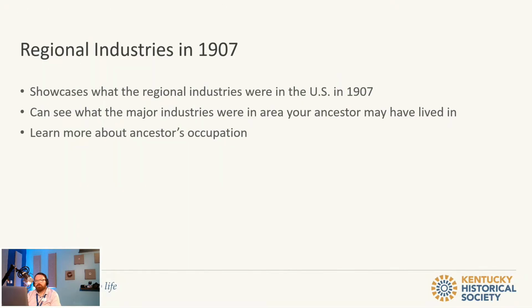And then there's regional industries in 1907 that showcases what the regional industries were in the U.S. in 1907. You could potentially see what the major industries were in the area your ancestor may have lived in, and even maybe learn more about your ancestor's occupation this way. Because if they lived in an area that chiefly worked in coal, not necessarily that your ancestor worked in the coal mines, but there could be a chance if they lived where that was the main industry.